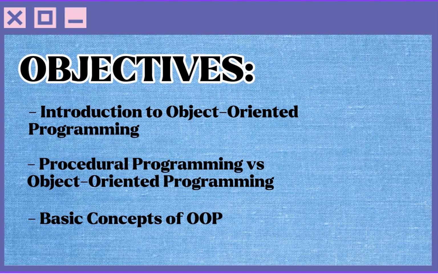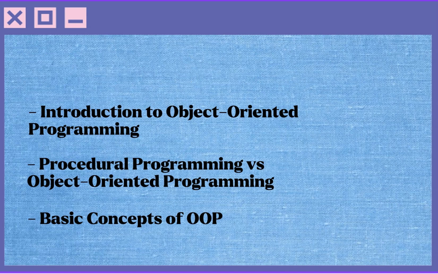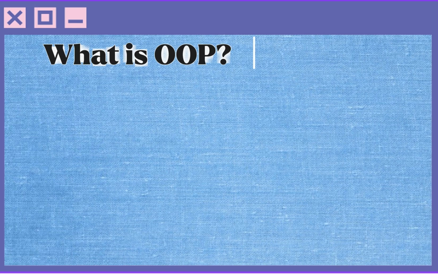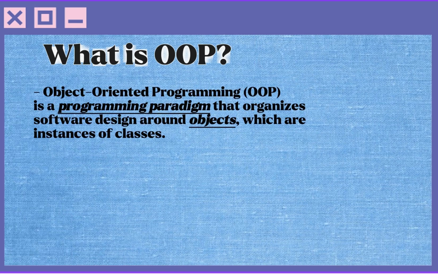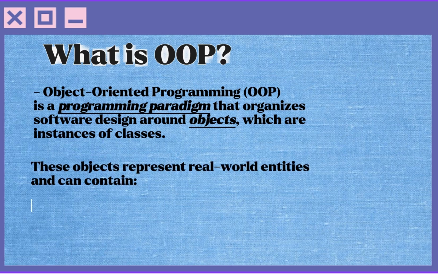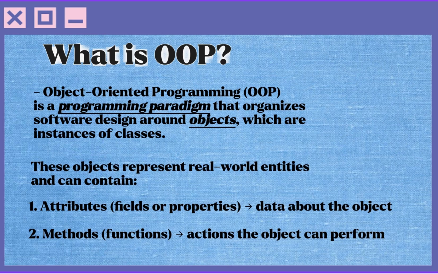The objectives are to introduce object-oriented programming, compare procedural programming and object-oriented programming, and introduce some basic concepts of OOP. So what is OOP? OOP, or object-oriented programming, is a programming paradigm that organizes software design around objects, which are instances of classes. These objects represent real-world entities and can contain attributes, or the data about the object, and methods, which are the actions the object can perform.